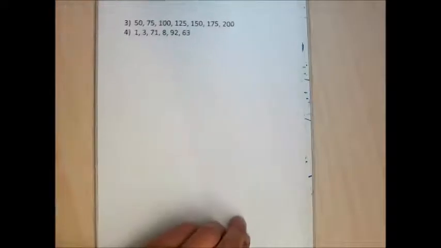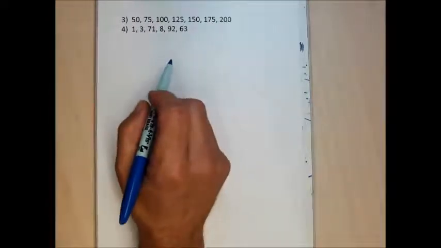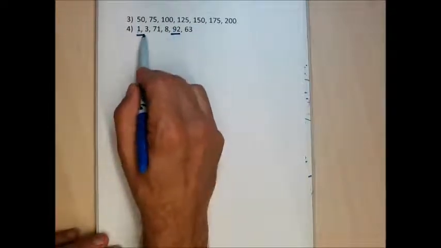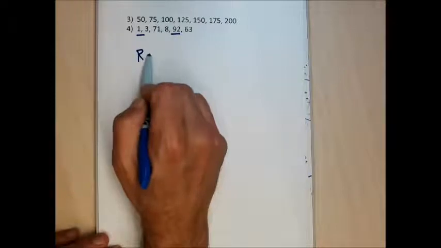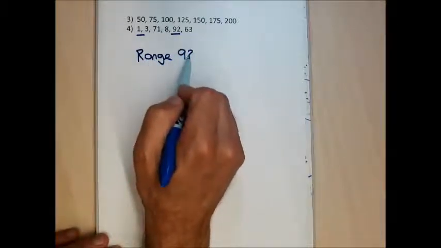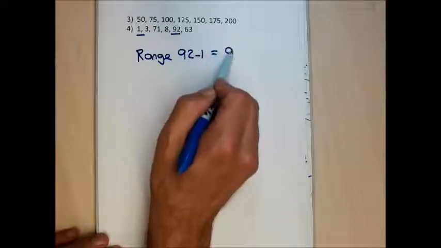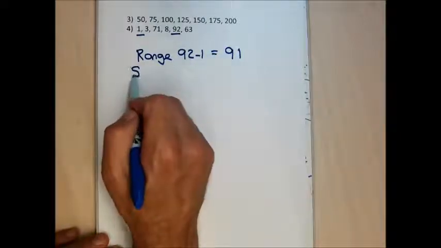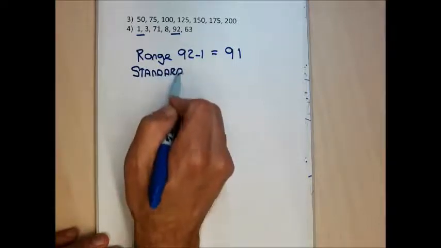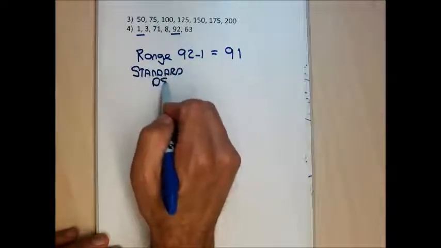I'll let you go through and work with number 3, and I'll do number 4 real quickly. So in order to do number 4, I need to know the high number and the low number to get the range. My range is going to be 92 minus 1. It's going to be 91. I could do the standard deviation by hand, but I really have no desire to do the standard deviation by hand.